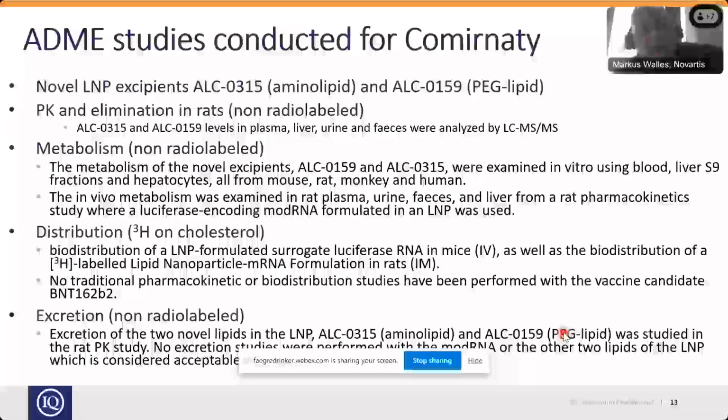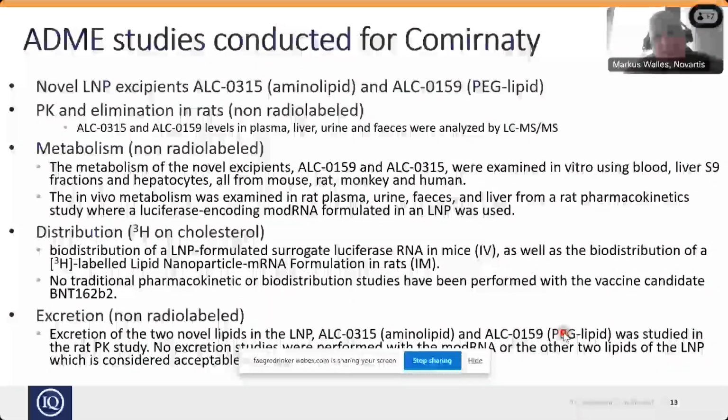So which studies have actually been conducted for Comirnaty? For Comirnaty, there is a new excipient in the formulation: the aminolipid and the PEG lipid. I think these lipids have been characterized. There have been pharmacokinetic and elimination studies performed in rats, but for these lipids, not radiolabeled; they have usually been tracked with LCMS. I think plasma, liver, urine, and feces were analyzed for the fate of these lipids in these studies. Metabolism was also investigated for these new formulation components, not for the RNA itself.